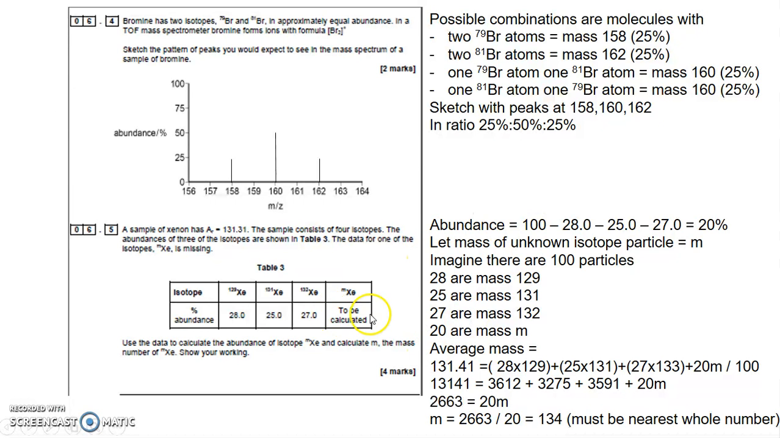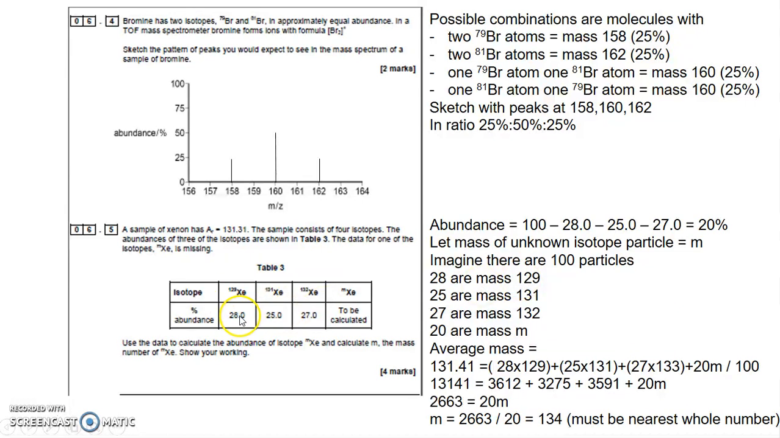I don't know what mass this is. That's what I'm trying to find out, the mass of this xenon particle, its mass number, and I don't know. So let's give it the letter M. I'm imagining that I've got 100 particles. So what mass are 129 xenon? Well, I've got 28 out of the 100 particles. Out of 100 particles, 28 of them have got a mass 129. So their total mass is 28 multiplied by 129.